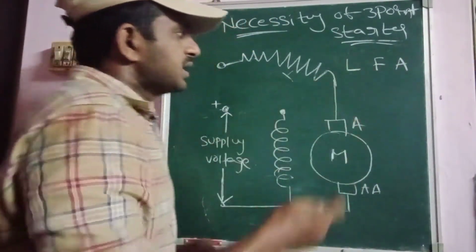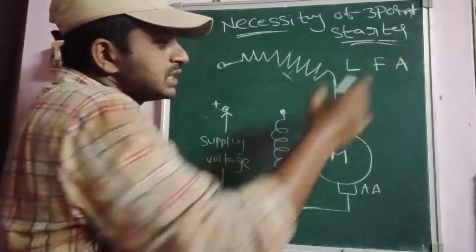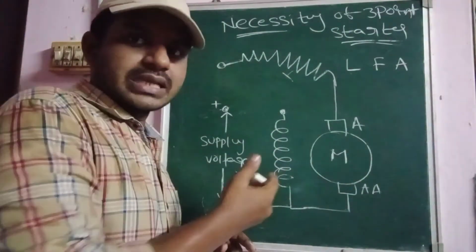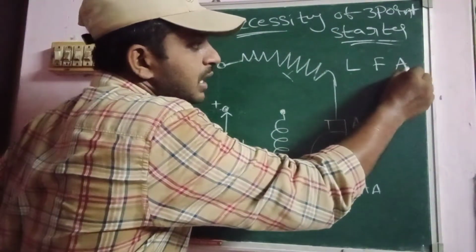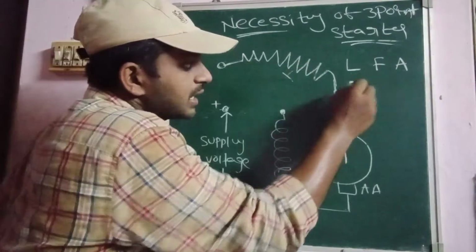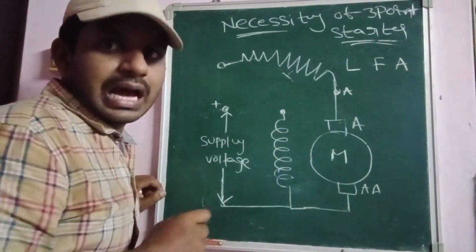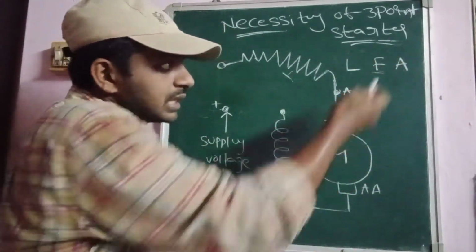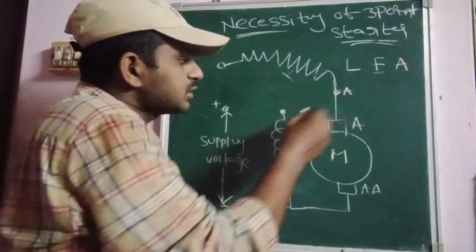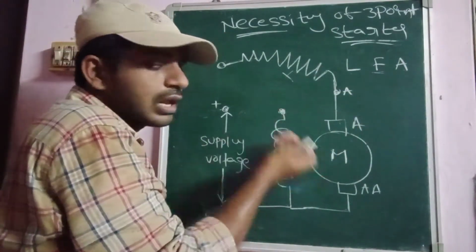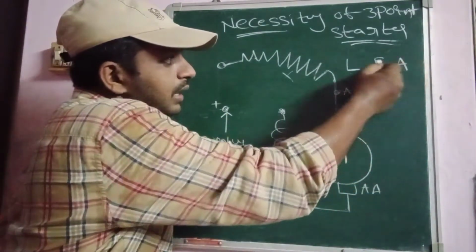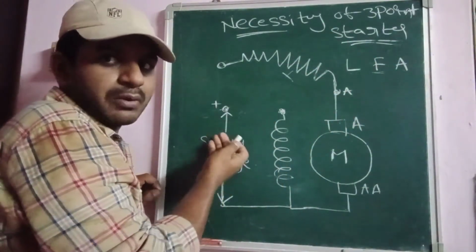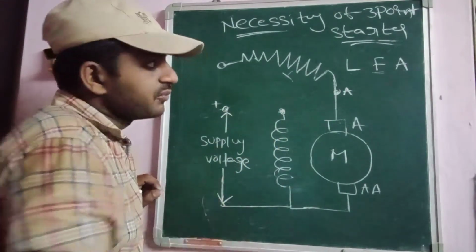For example, if we want to use a DC shunt motor, the starter armature terminal is connected in series with the motor armature. The second terminal is the field, which is connected to the field winding of the motor. The line terminal is connected to the supply voltage. So this is the basic construction view of the starter.